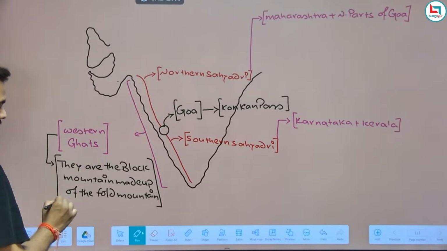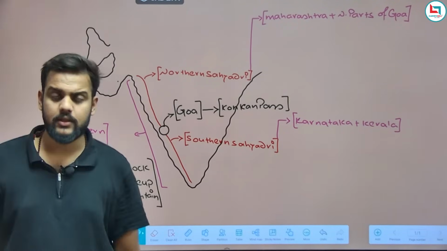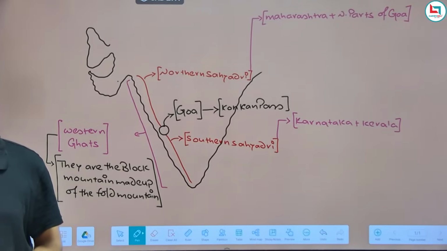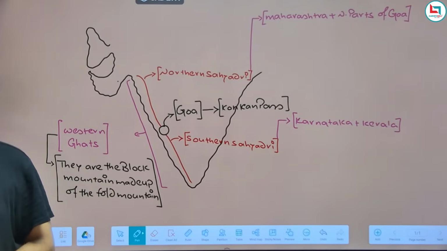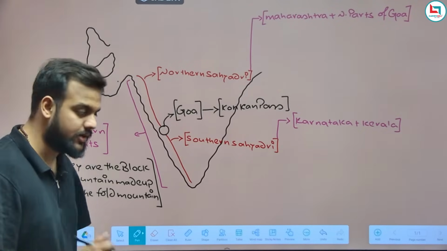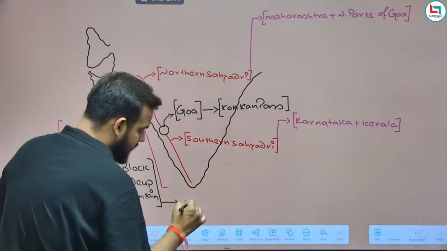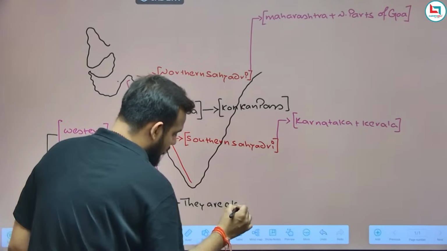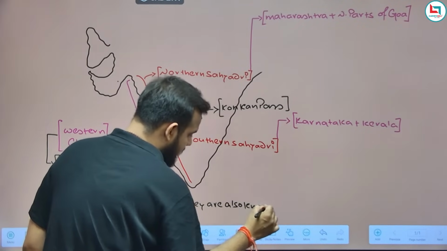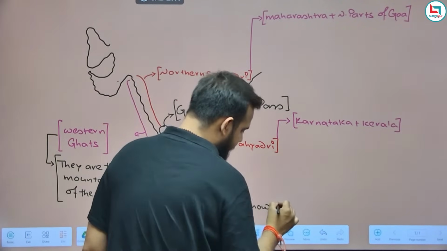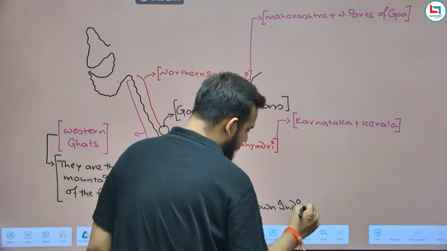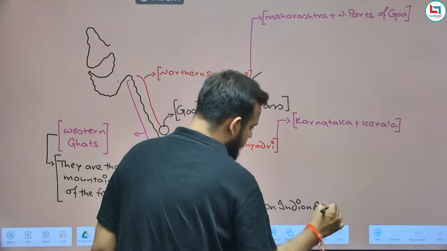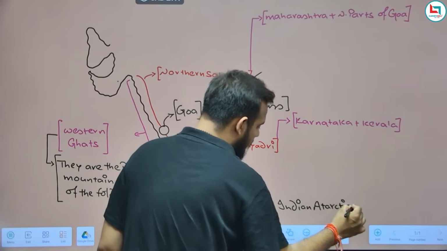When we talk about the Western Ghats, remember guys one thing, that these Western Ghats are also known as the Indian Antarctic Range. They are also known as the Indian Antarctic Range.